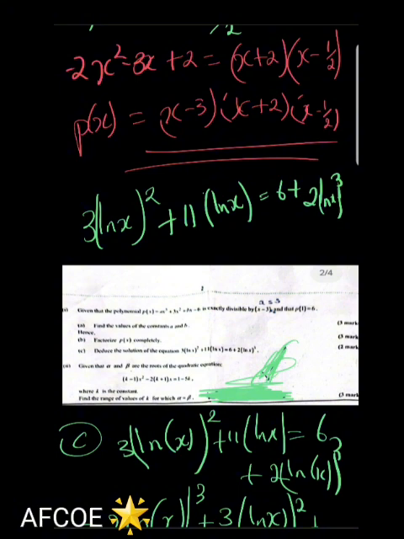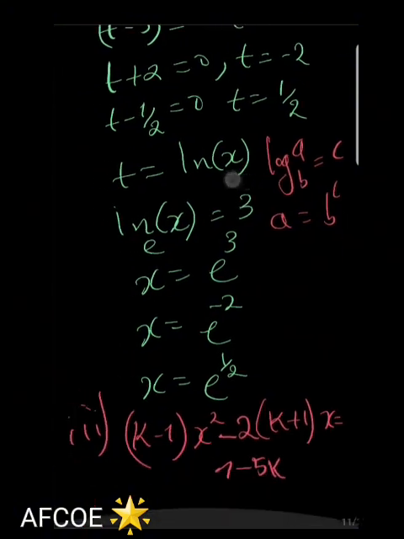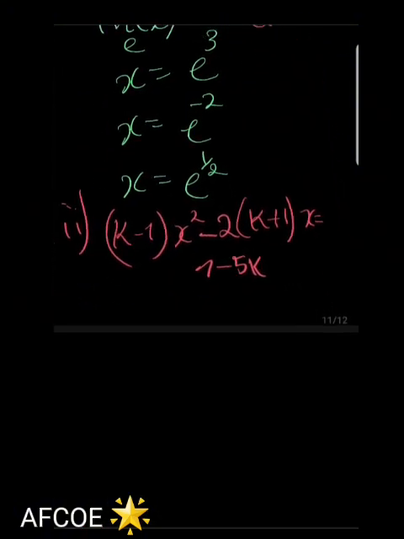Equals to that. They say where k is the constant, or k is a positive constant, and so on, or it can be negative. They just say it is a constant. Find the range of values of k for which alpha equals beta. Very important. How do you answer this question?